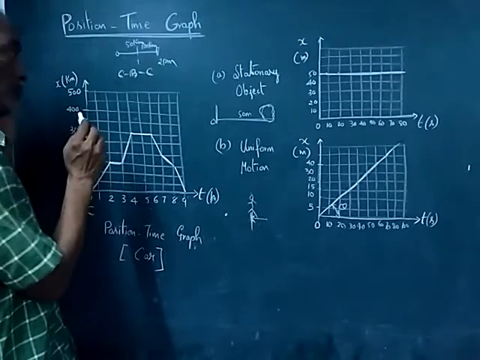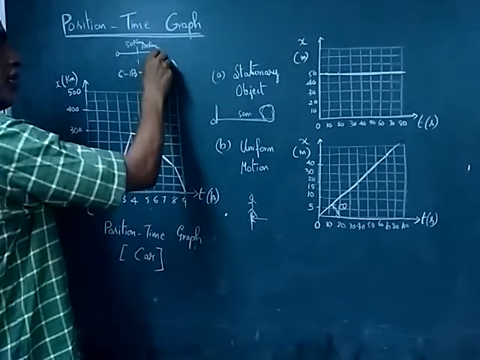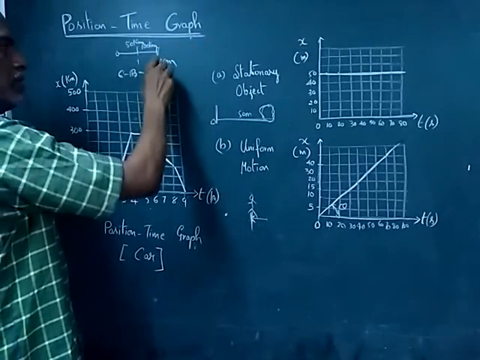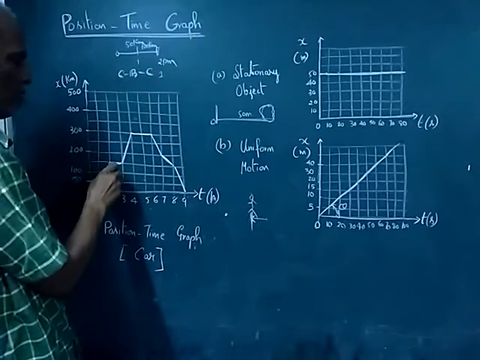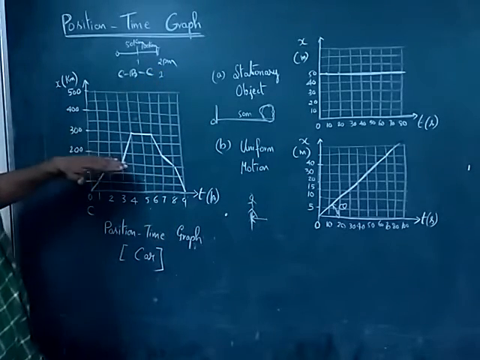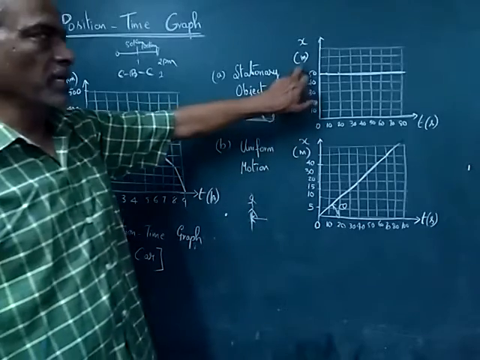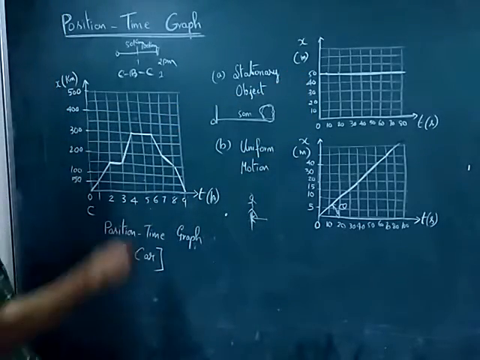2 to 3, the distance is not covered. So 2 to 3 it is rest. That means the object is not moving. Okay, it's not moving between these 2 points.